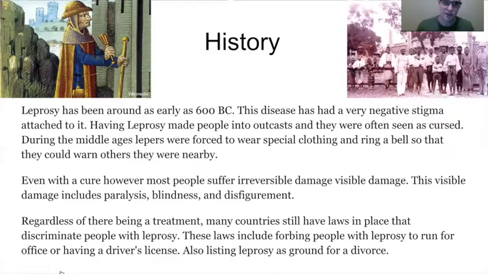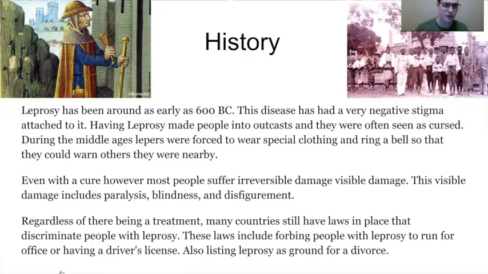So for the history of leprosy, leprosy has been around since the early 600 BC. This disease has a very negative stigma attached to it. Having leprosy made people into outcasts and they were often seen as cursed. During the medieval times, people with leprosy were forced to wear special clothing and also carry around a bell in order to let people know that they were near them.